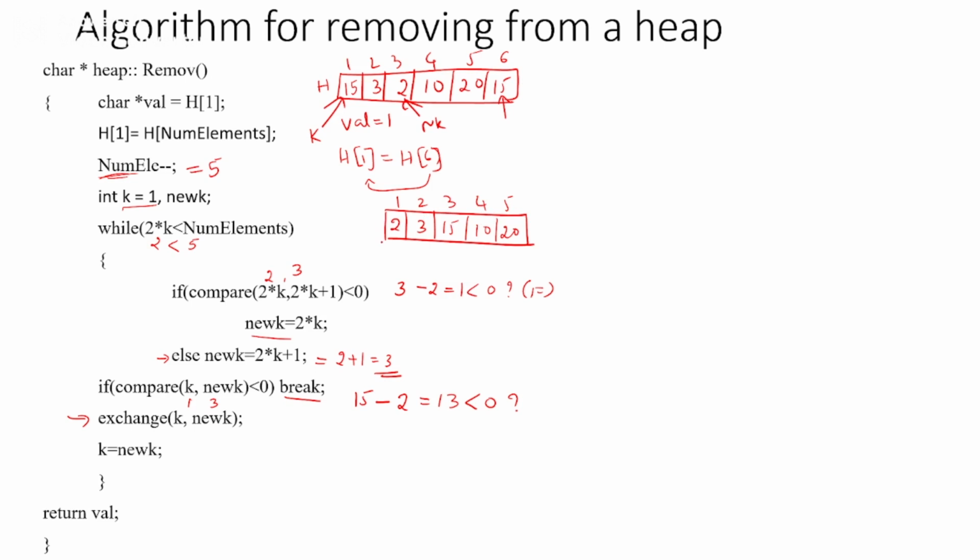Now what exactly has happened? After this, k is equal to new k. So your k value is now 3, and k will be pointing to this. Once again it will go back to the start of the loop: k is equal to 2 into k, that is 2 into 3, which is 6. Is 6 less than 5? No. So it will wind up returning the value back.